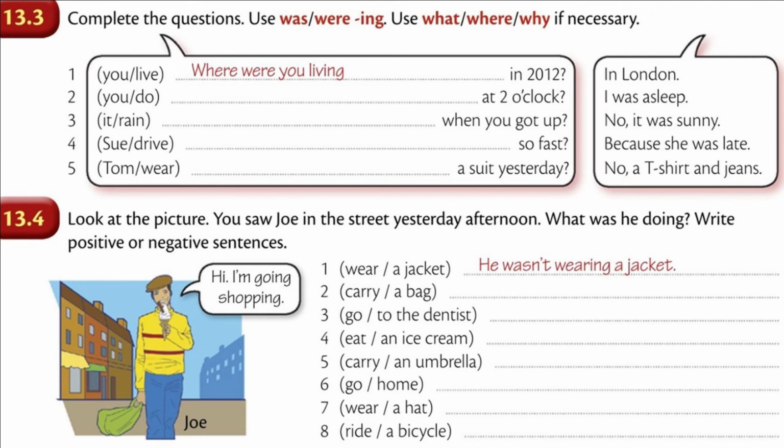Number 3. Go to the dentist. He wasn't going to the dentist. Number 4. Eat an ice cream. He was eating an ice cream. Number 5. Carry an umbrella. He wasn't carrying an umbrella. Number 6. Go home. He wasn't going home. Number 7. Wear a hat. He was wearing a hat. Number 8. Ride a bicycle. He wasn't riding a bicycle.